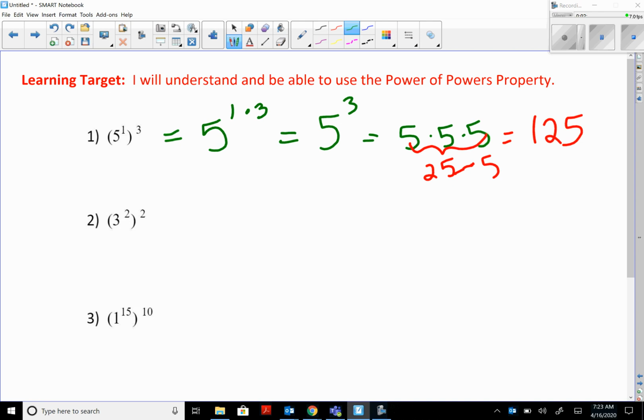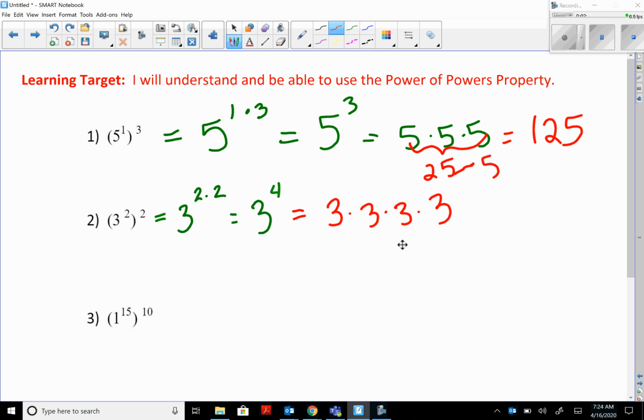Okay, let's look at 2. Power of a power property says we're going to multiply the exponents. So 2 times 2 is 4. So it's 3 to the 4th power. Again, you might have that one memorized. Actually, no, you don't have that one memorized because you only memorized squares and cubes. But we can easily figure it out. So it's 3 times 3 times 3 times 3.